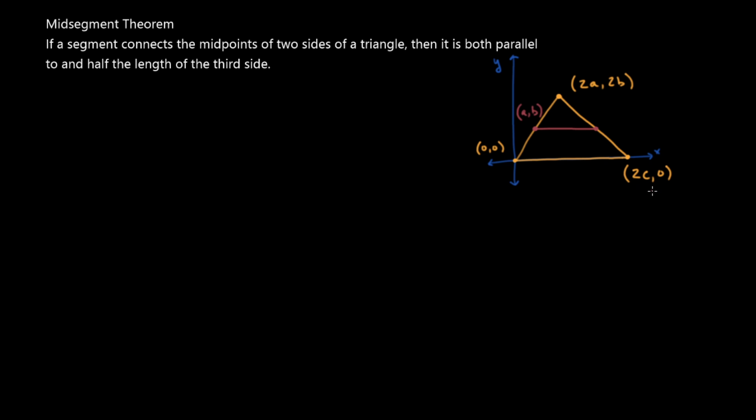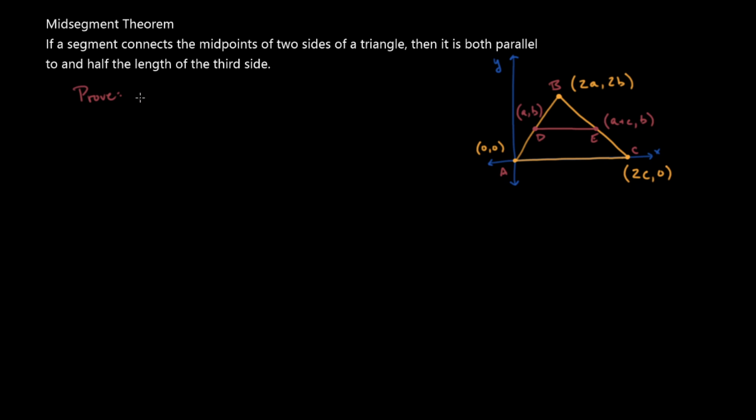I can do the same thing here. What's the average of 2a and 2c? 2a plus 2c divided by 2 is just a plus c. And the average of 2b and 0 is, of course, just b again. Okay, so now I've got two things I need to prove. Let's write this out. I should name these points: A, B, C, D, and E.